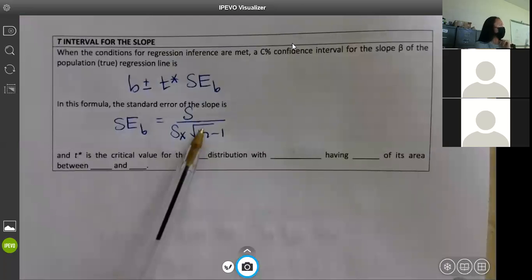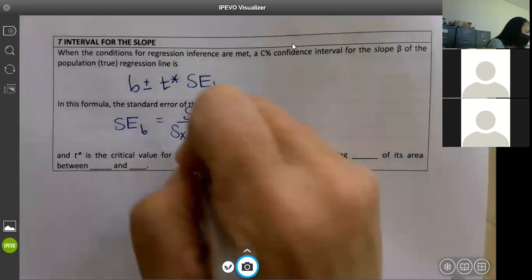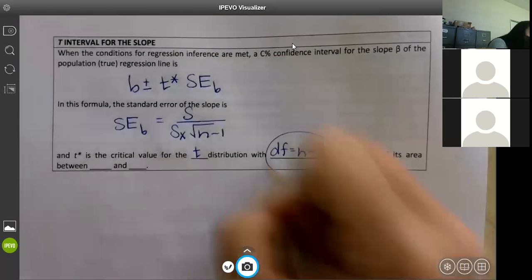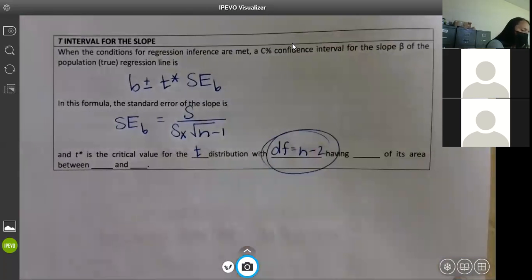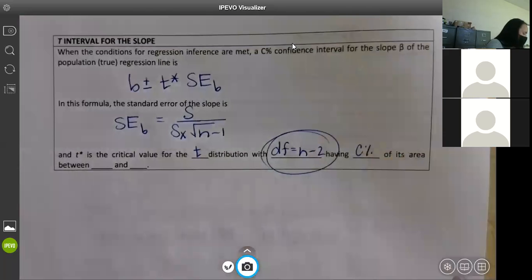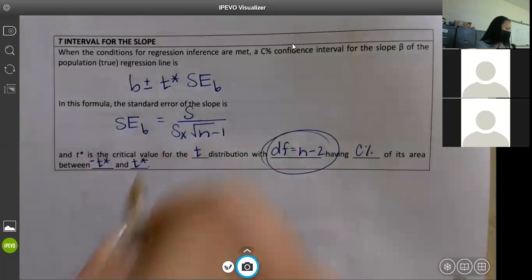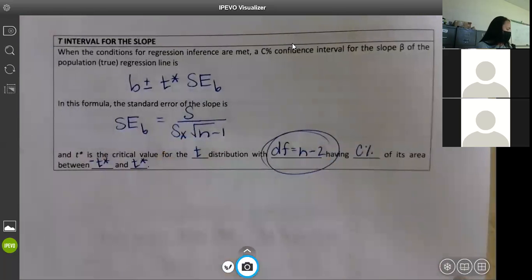Like this one and the other one that I gave you with the standard deviation. And t star is the critical value for the t distribution. Watch this one right here. Degrees of freedom this time are n minus 2, having a C% of its area between negative t star and t star. All right, that's all on this page. We're gonna flip it over and do an example.